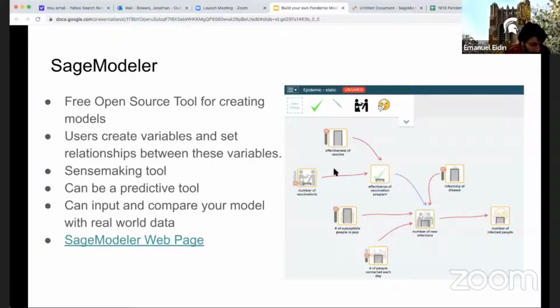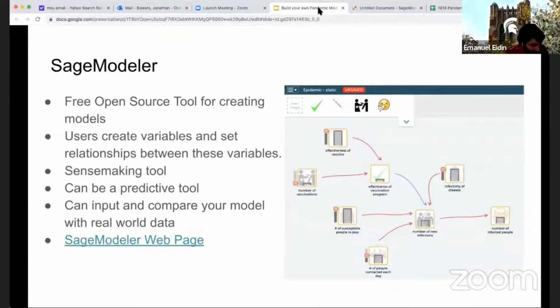So we'll present you with a free open source tool for creating models, which is SageModeler. I'm going to present some of the affordances of this modeling tool, so you could get a gist of it. I really invite you to enter the web page of SageModeler, and we can work together on building a model.